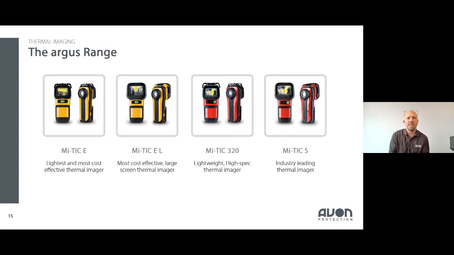So I think you can see there that we've got 4 cameras and they really do suit all budgets. The MyTIC S on the right is the top of the range, that's the most expensive camera, and the MyTIC E on the left is the bottom end of the range. Still a very high quality camera. It's the same casing and the same electronics. That's what you've got to remember. And what we do is we cut down all the functionality and the features of the MyTIC S, so you get a very high quality but cost effective camera.